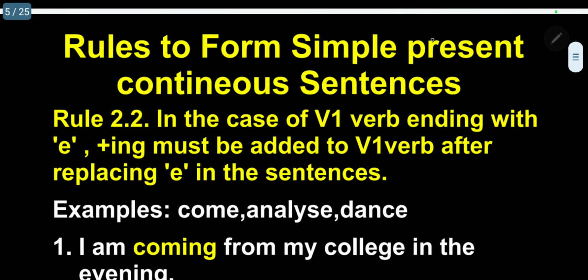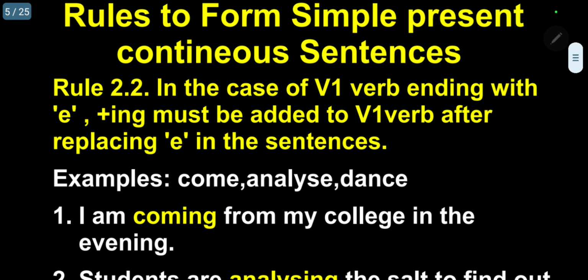Next, type 2 rule, rule 2.2. Please follow. One was ending with C. Now, ending with E. In the case of a V1 verb, present tense basic verb ending with E, there are a number of verbs ending with E. So ing must be added to the V1 verb after replacing E in the sentences.